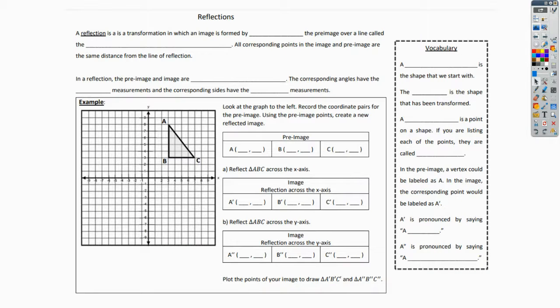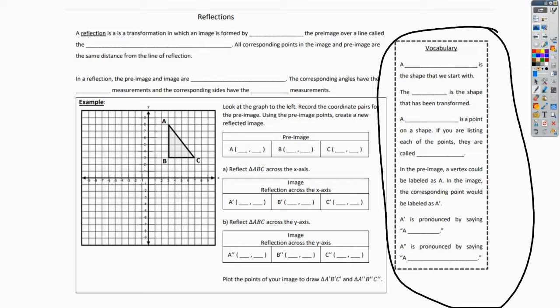Hello everybody. In this video we're going to go through and do our notes together on reflections. So we're going to start by beginning with our vocabulary. It's going to be the same vocabulary as we did last class. So I'm going to go to the next page where I made this a little bigger, but this is where we're going to start.